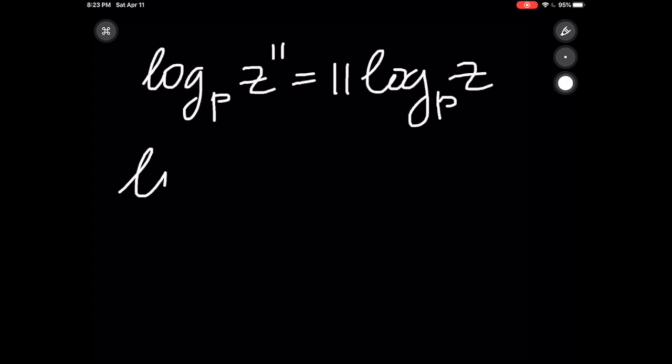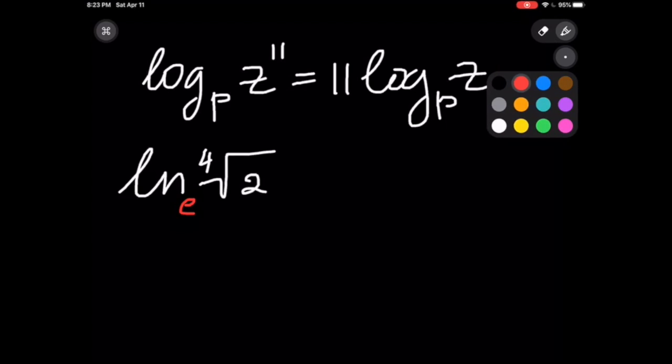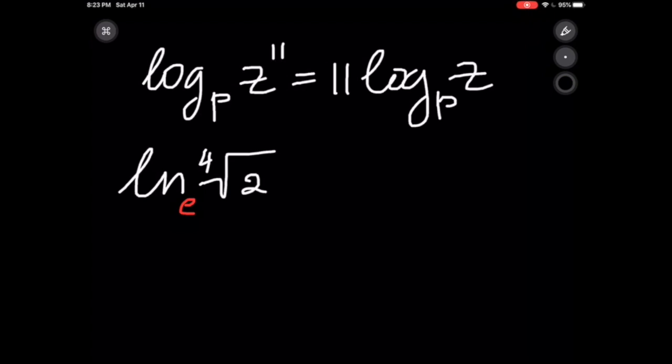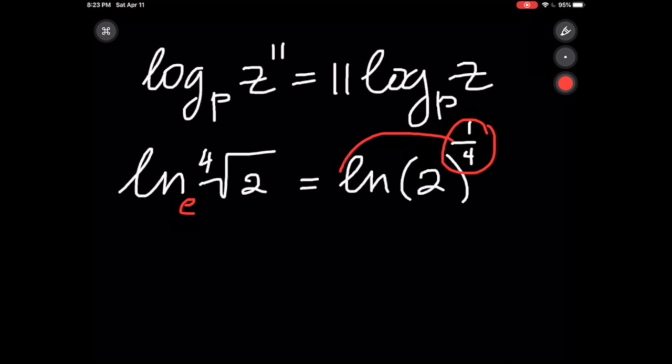Here is another one. ln of the fourth root of 2. Keep in mind that ln has the base of e. Also remember that fourth root of 2 is nothing but the exponent, so this can be written as ln of 2 to the power of 1/4. Now, going back to the property, we're allowed to pull that exponent to the front, so the final version is 1/4 ln of 2.